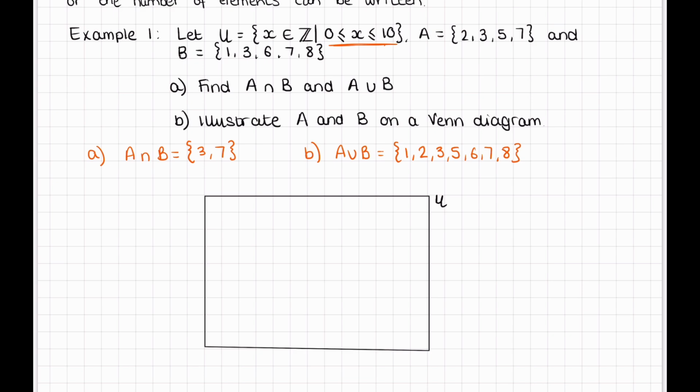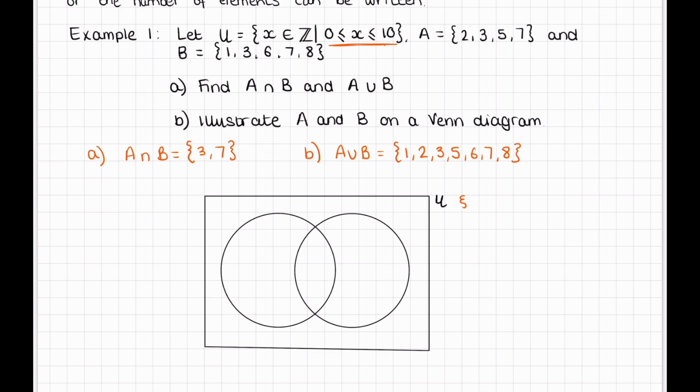Another way you could see the universal set written is like this weird E looking thing, and it looks a bit like this. That also represents the universal set, but U is the most common one that's used. Now here, A and B. Do we have an intersection? Yes, we do, which means we are going to draw these circles so they overlap.